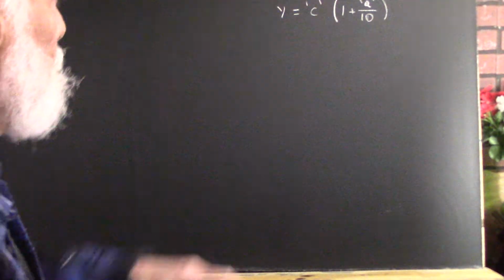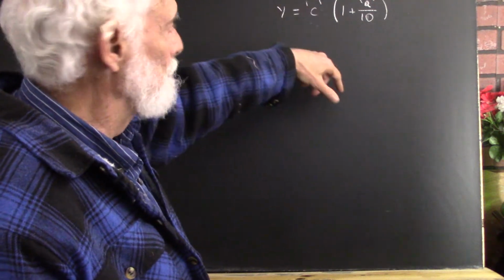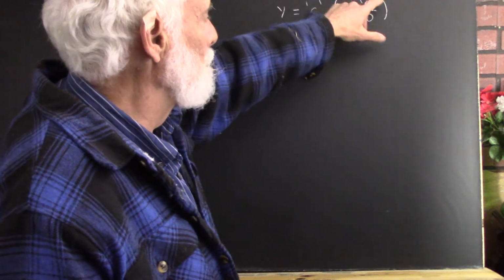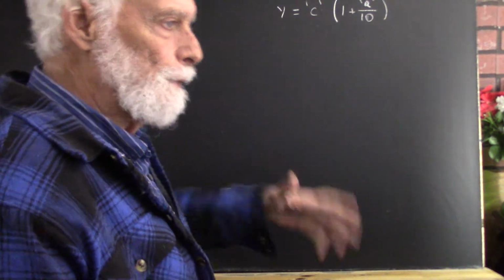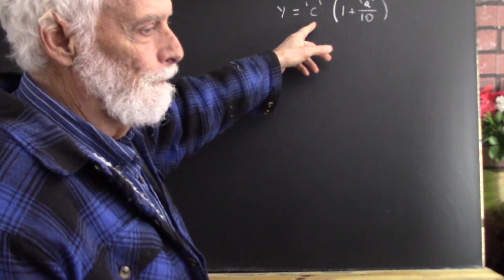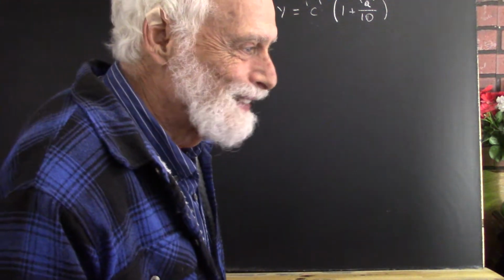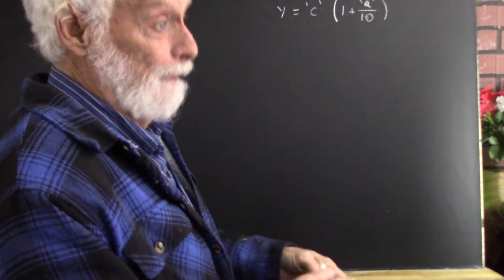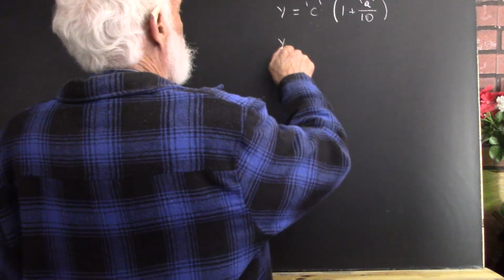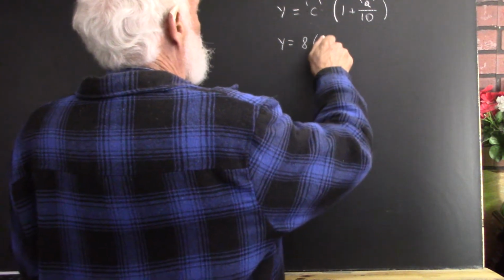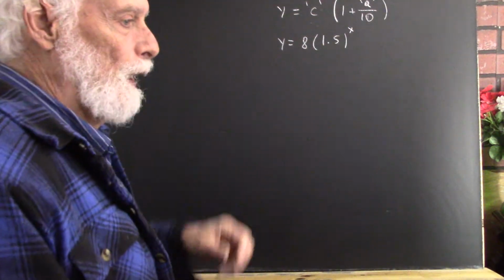Okay, let's consider the function y equals c plus 1 plus a over 10 raised to the x. Okay, a or c in your case is 8. And a is 5. Okay, so we have y equals 8 times 1.5 raised to the x.